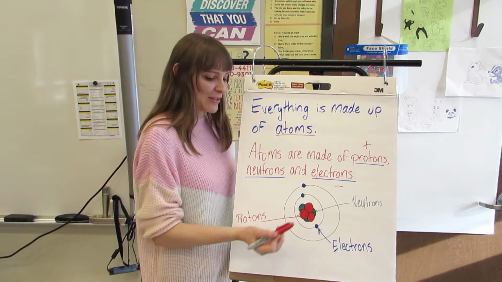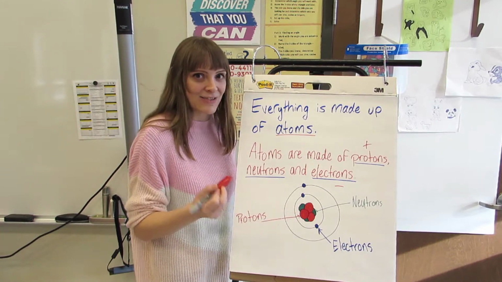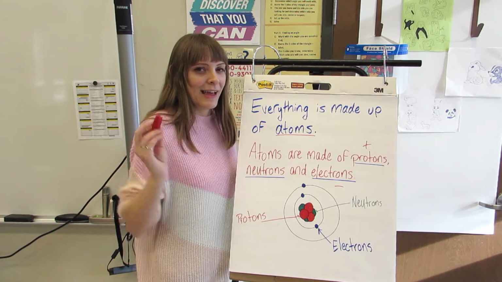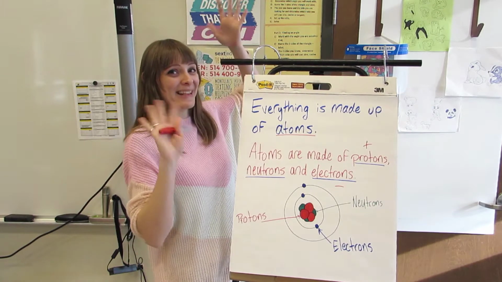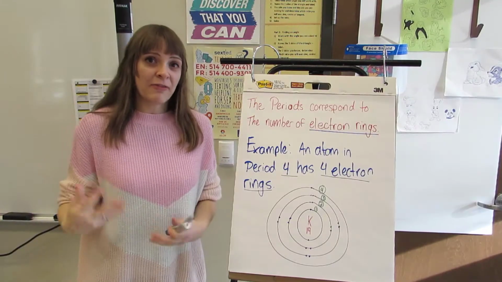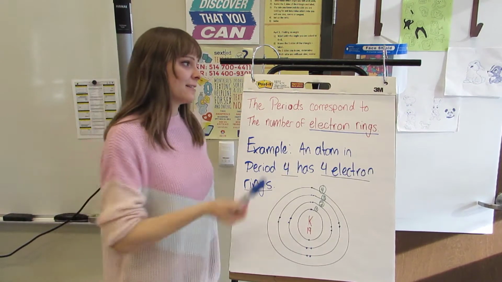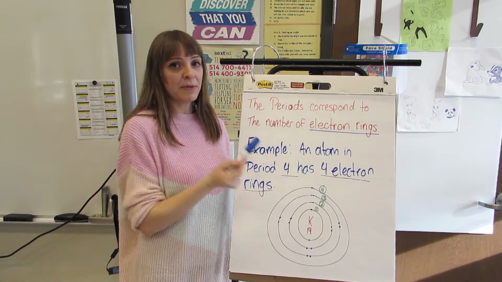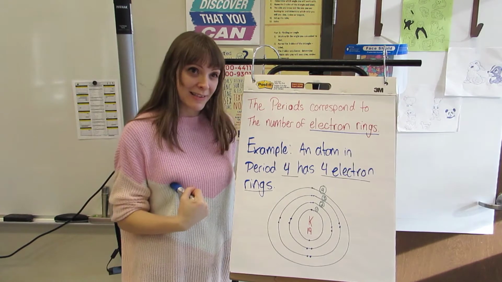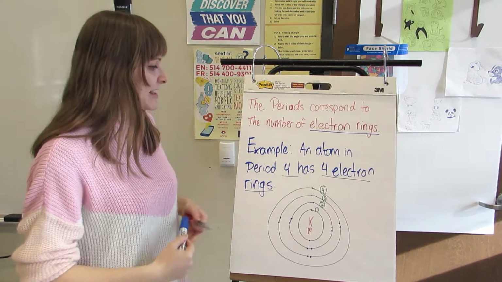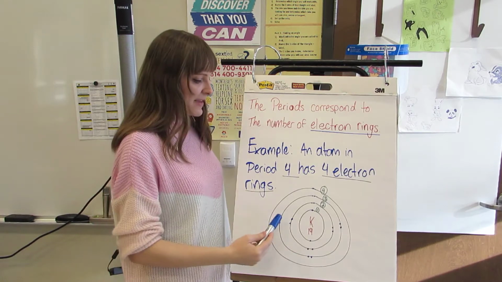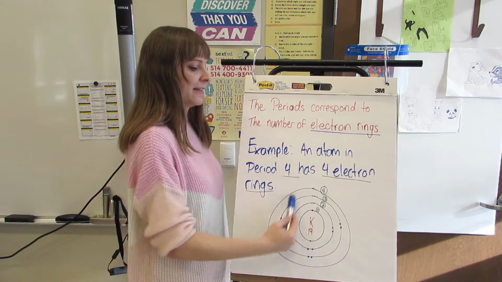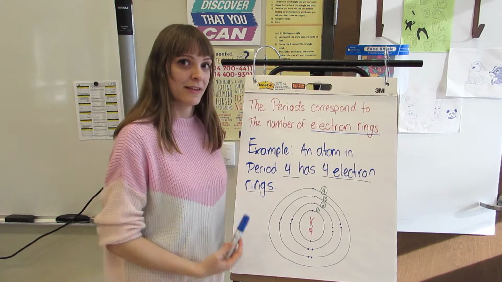We also have to consider the number of rings that each atom has. And to do that, we are going to need to use the periodic table of elements. So if we recall, the periods correspond to the number of electron rings. So for example, if we have an atom that is in period 4, that means that it's going to have 4 electron rings.